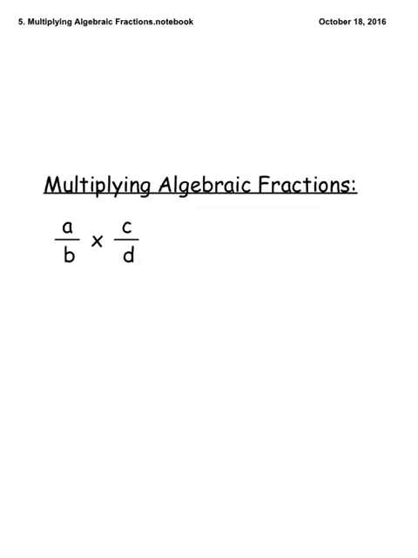To multiply two algebraic fractions together is quite simple. All you need to do is multiply the two top terms and multiply the two bottom terms. So in this case, a times c on the top becomes ac, and b times d on the bottom becomes bd. That's your final answer.